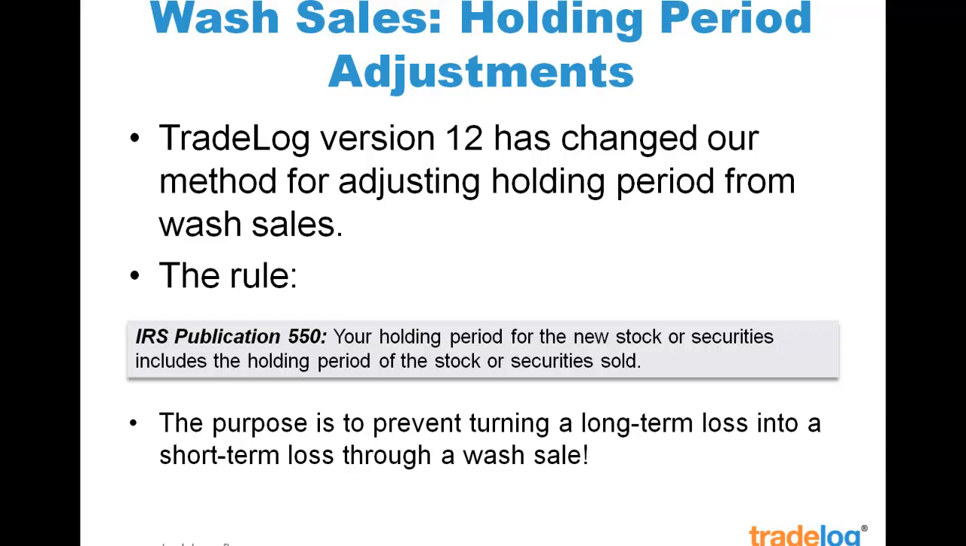To explain this, I'm going to first explain the IRS rule. It's really just one sentence in Publication 550. It says your holding period for the new stock or securities includes the holding period of the stock or security sold. This is found under the section for wash sales. So the purpose of this rule is to prevent turning a long-term loss into a short-term loss by having a wash sale. So that's why they made this rule. The holding period for the older sale now actually carries forward to the replacement shares, the new security that was bought. Let's show how this, or why we had to make this change.